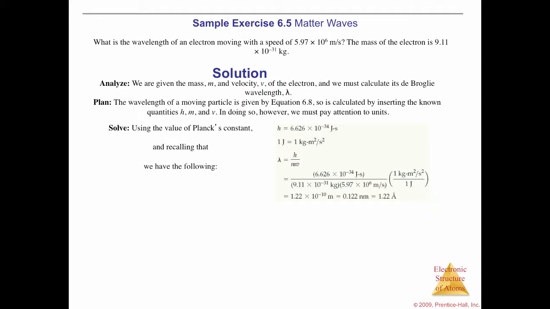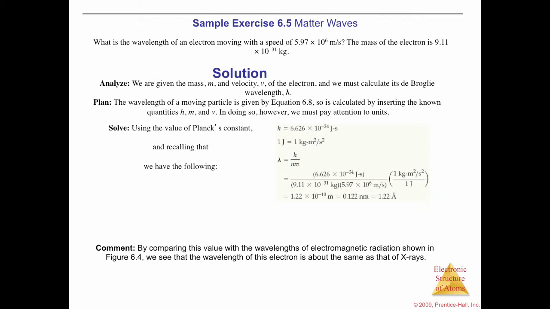Our wavelength is then 1.22 times 10 to the negative 10th meters, which is then converted to nanometers and then angstroms. By comparing this value with the wavelengths of the electromagnetic radiation shown in figure 6.4, we can see that the wavelength of this electron is about the same as that of an X-ray.